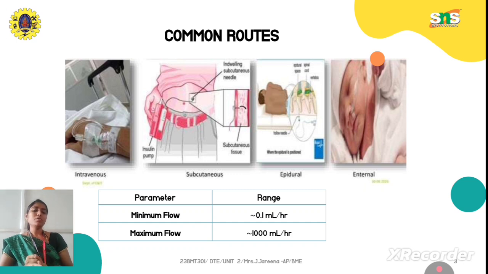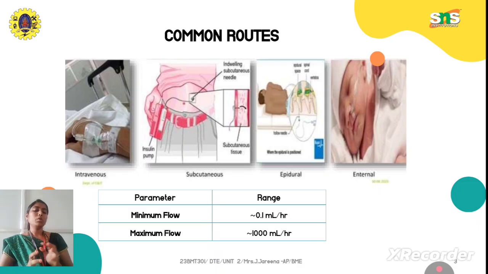The second one is the subcutaneous route. In this route you make an incision into the skin, the deeper layer of skin, which is called the subcutaneous layer, where we make direct contact with needles. From the needles the fluid is delivered to the targeted area. That is the second route, the subcutaneous.